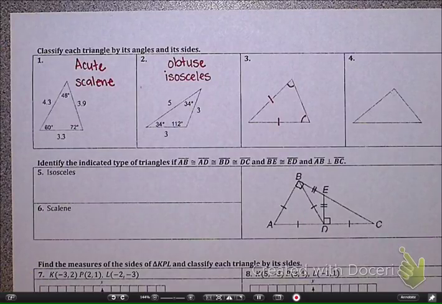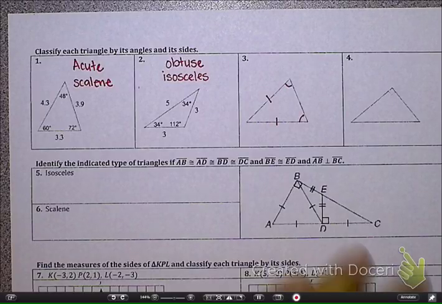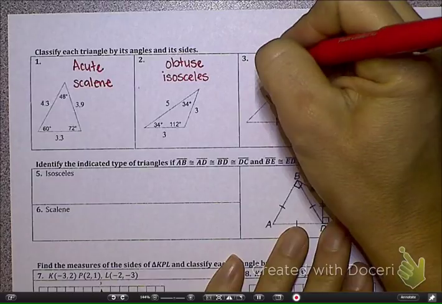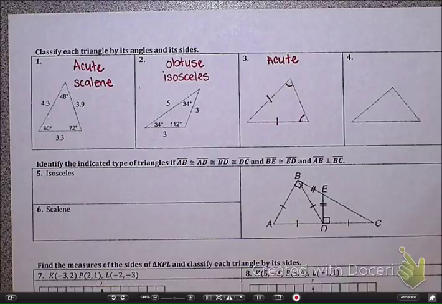Okay, so on number 3, let's first classify by its angles. Now, there's no angle measures on here, but we're just going to use our best judgment to say, are there any right angles there? No. Are there any obtuse angles there? No, none of those look bigger than 90. So, what kind of triangle is this? Acute. Okay.